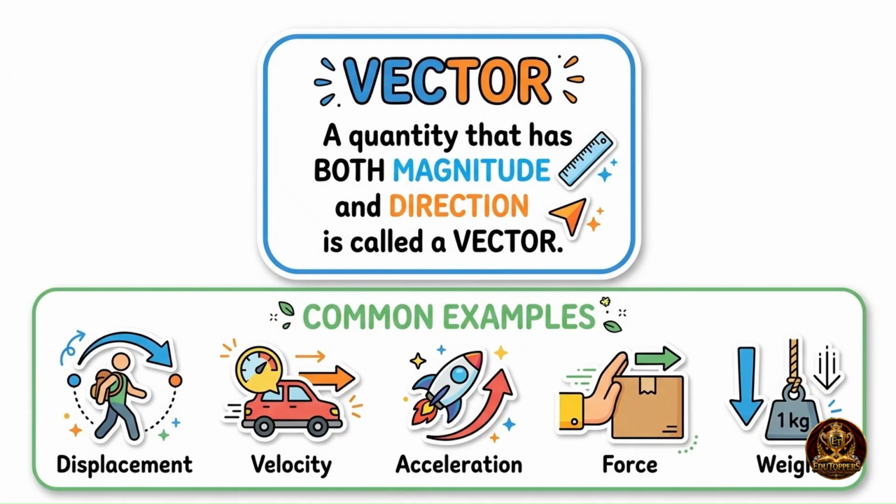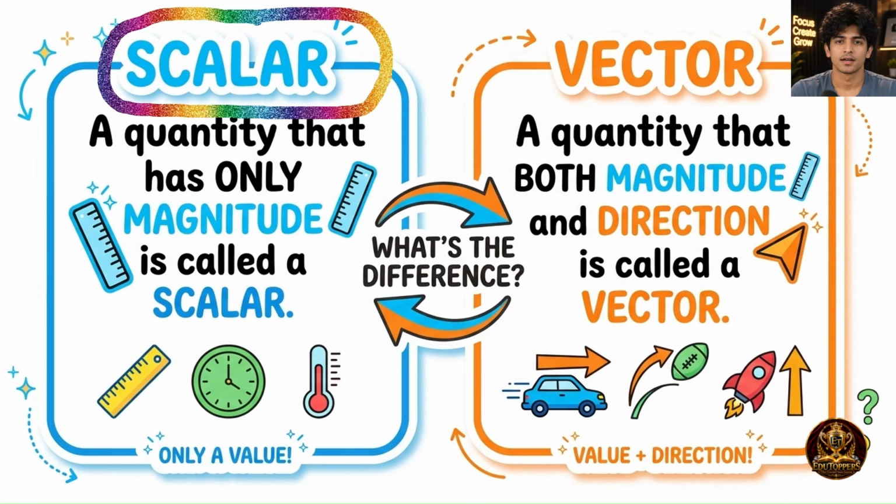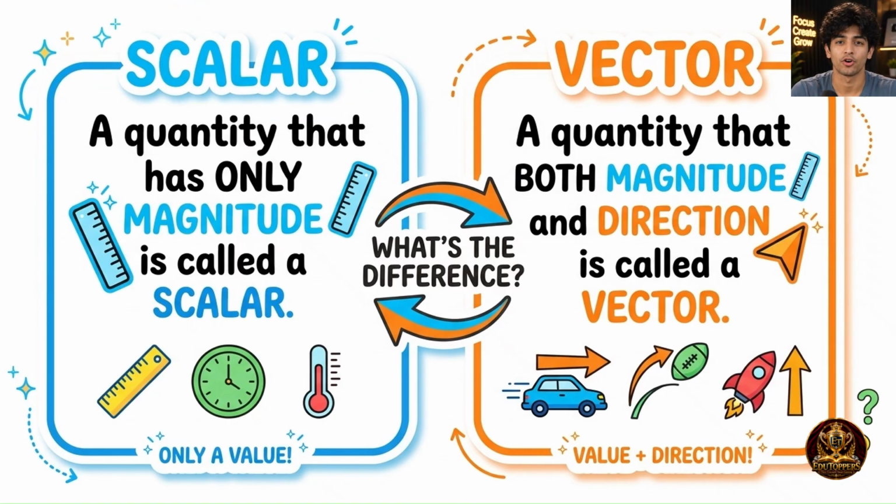So remember this simple rule. If a quantity has only magnitude, it is called a scalar. If a quantity has both magnitude and direction, it is called a vector. Vectors play a very important role in mathematics, physics, and engineering because many real-life situations involve direction as well as magnitude. But this is only the beginning.